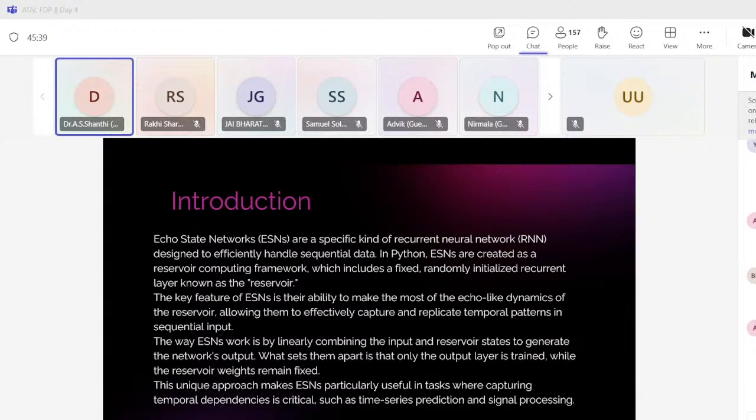The way an ESN works is by linearly combining the input and reservoir states to generate the network's output. It makes use of the reservoir states along with the input to generate the output. What sets them apart is that only the output layer is trained, while the reservoir weights remain fixed. This unique approach makes ESNs particularly useful in tasks where capturing temporal dependence is critical, such as time series prediction and signal processing.